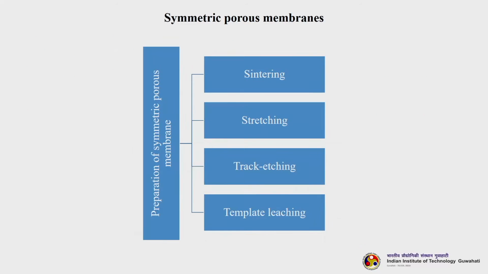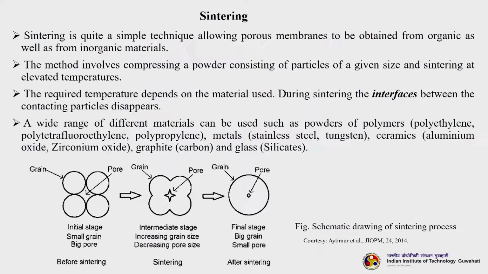So, the next is symmetric porous membrane. We will discuss 4 different types of preparation techniques here. The first one is sintering, then stretching, then track etching, and then template etching. So, these are the preparation techniques for symmetric porous membranes.